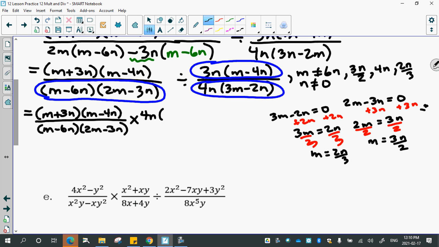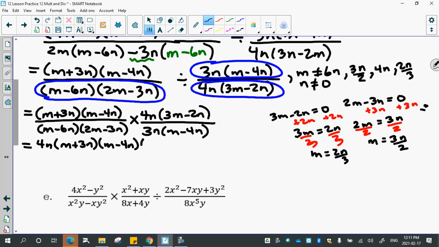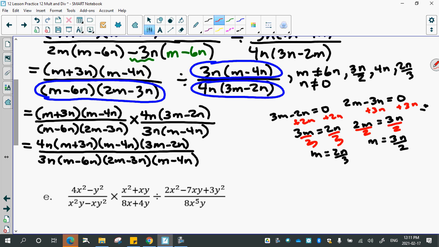Times, then I've got to remember to flip. Then I multiply with the monomial term up front, so 4n times m plus 3n times m minus 4n times 3n minus 2n over 3n, so monomial first, m minus 6n, 2m minus 3n, m minus 4n. And then I look for things to divide out.